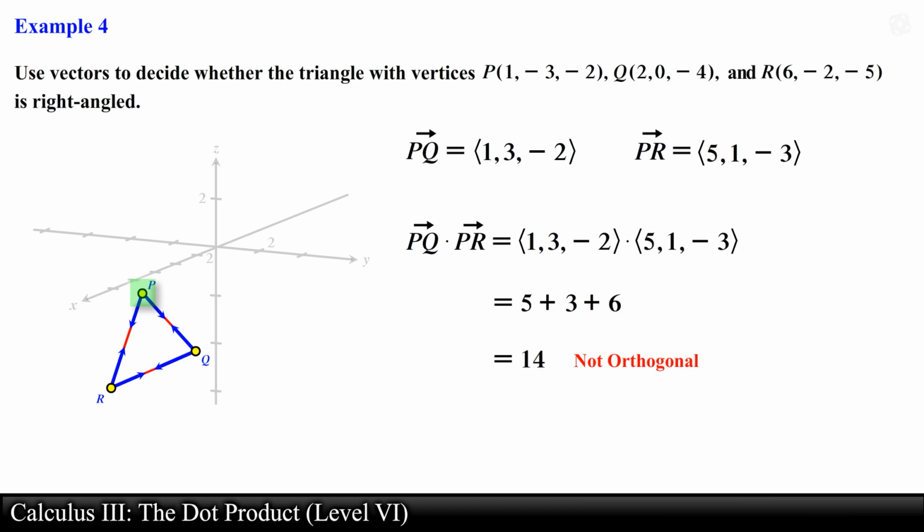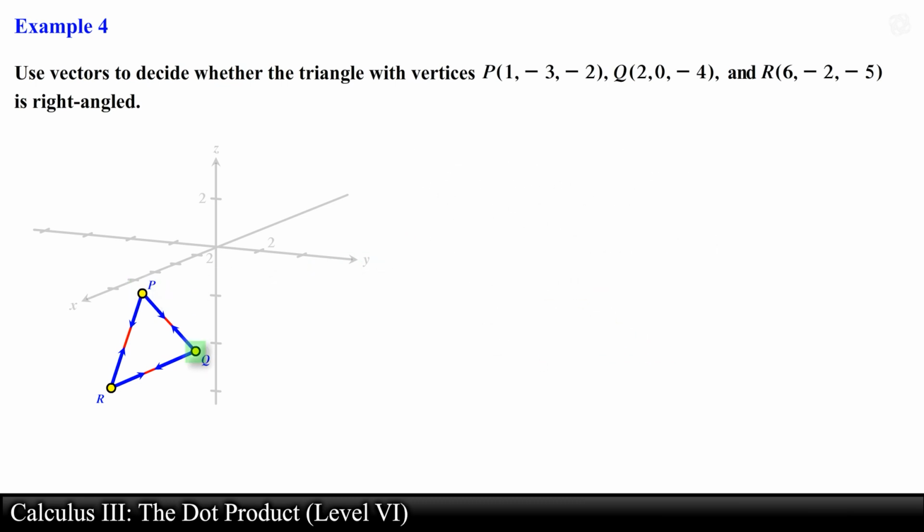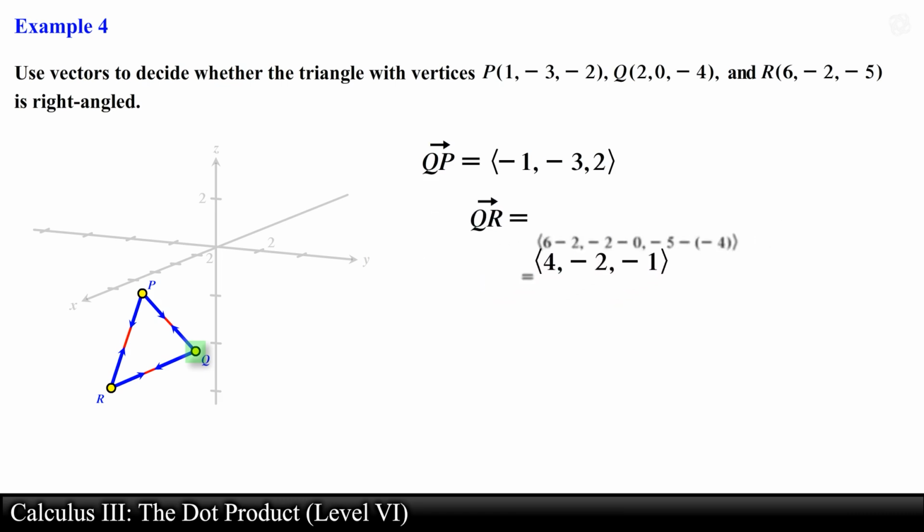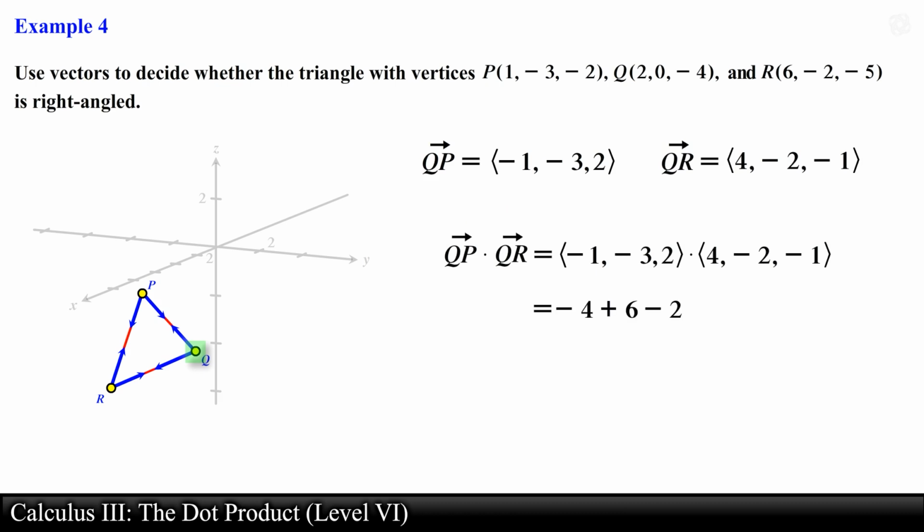Let's move along and test angle Q. This angle is formed by vector QP and vector QR, so let's find the component form for each vector. Vector QP would just be the opposite of vector PQ, and for vector QR, we obtain the following components. Next, let's dot these vectors together and simplify the expression, obtaining 0 as our answer. Since the dot product is equal to 0, these two vectors are orthogonal, which means that angle Q measures 90 degrees, so this triangle has a right angle. Alright, let's move along to the final example.